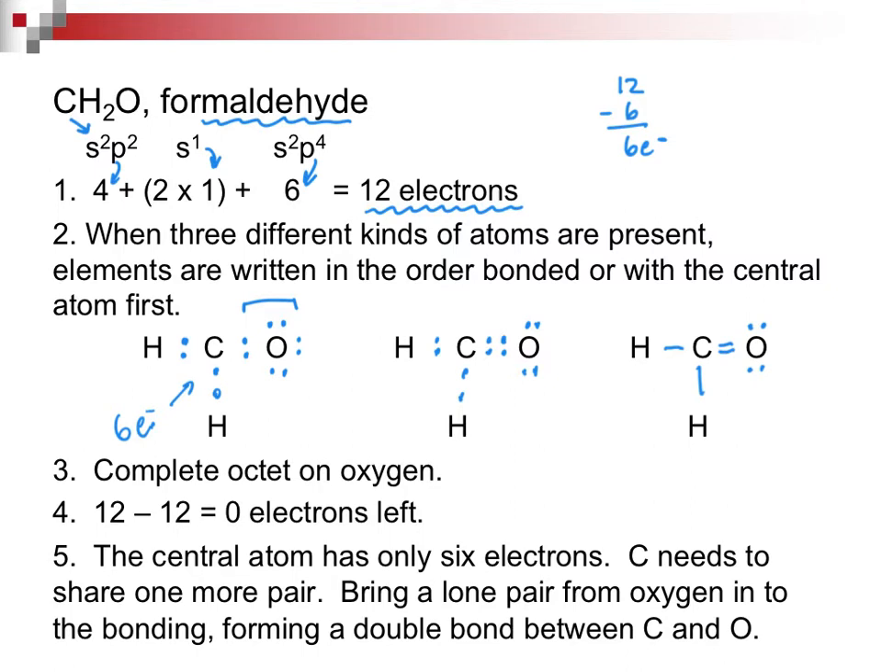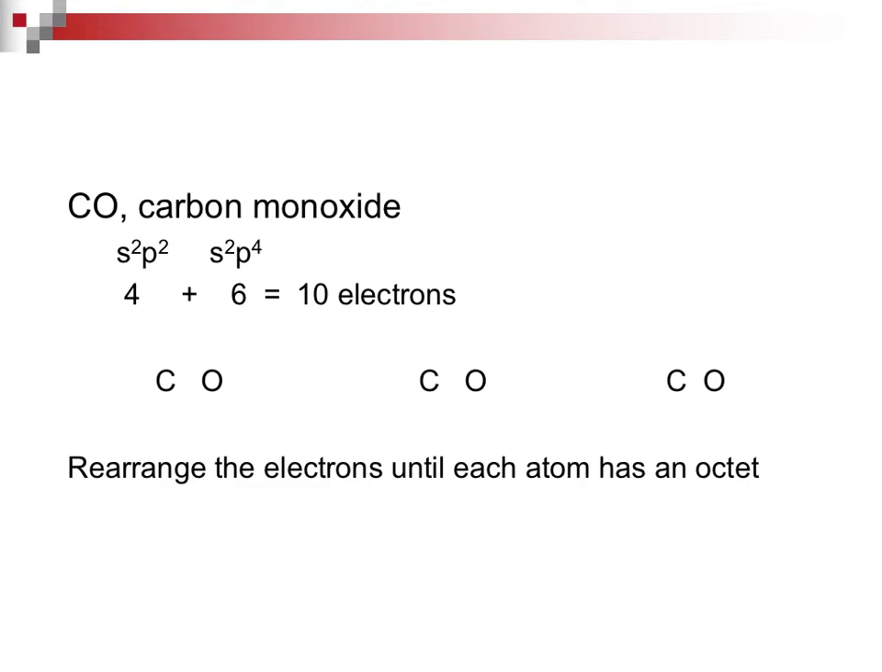Again, an example. My last example is carbon monoxide. Carbon, 4 valence electrons, S2P2. Oxygen, 6 valence electrons, S2P4, for a grand total of 10 electrons. Well, I'm going to put those 2 electrons in between. I'll subtract them. I have 8 electrons left over.